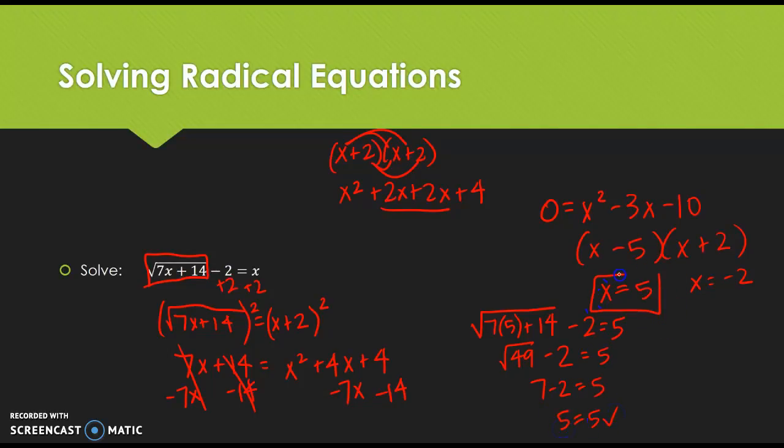So that one works. Plug in negative 2. We got the square root of 7 times negative 2 plus 14, minus 2, should equal negative 2. 7 times negative 2 is negative 14. Negative 14 plus 14 is 0. Square root of 0 is 0, so I get negative 2 equals negative 2, which also works. So in this case, I have two solutions, and none of them are extraneous.